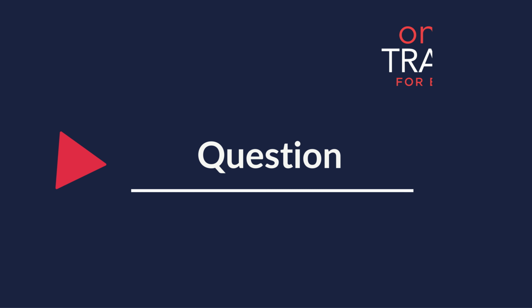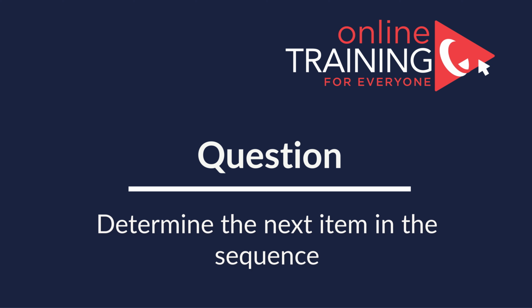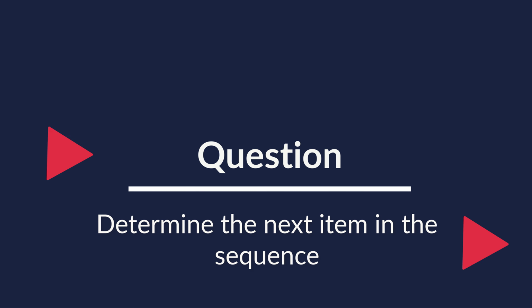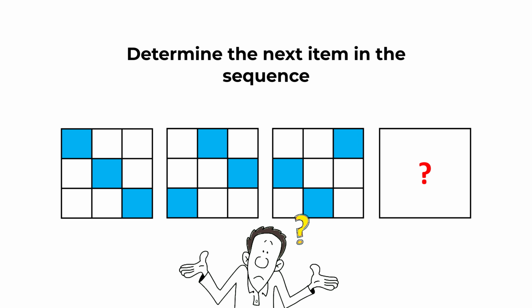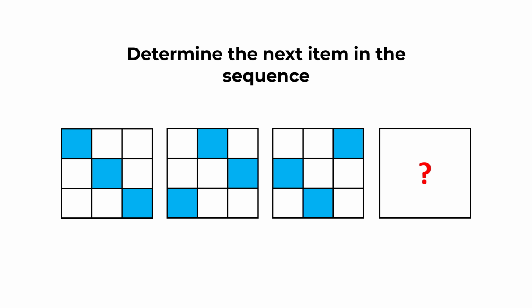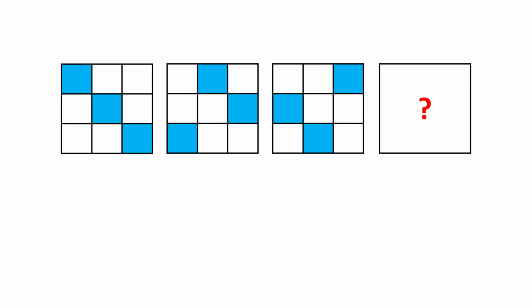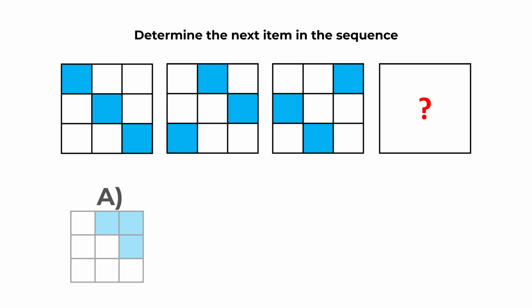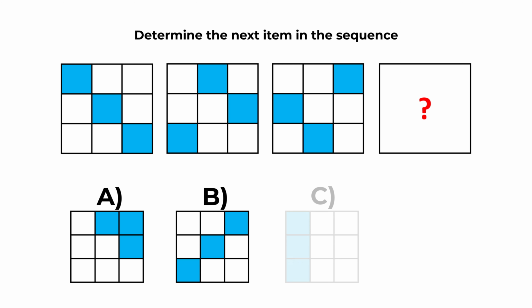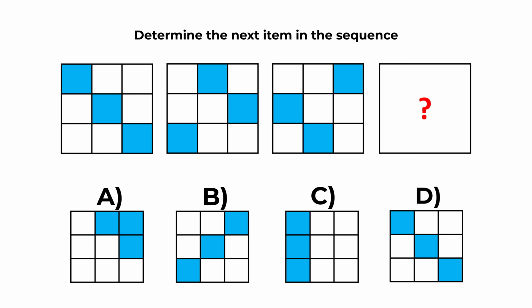Here is a very interesting problem that you might frequently get on the test. You need to determine the next item in the sequence. You're presented with the sequence of large squares. Each large square contains 9 small squares inside, and the small squares are of a different color. You need to determine the next item in the sequence, and you have 4 different choices. Choices A, B, C, and D. Do you see the answer?